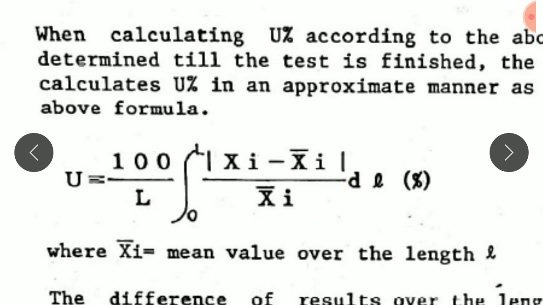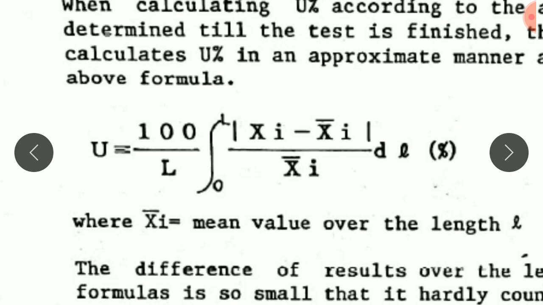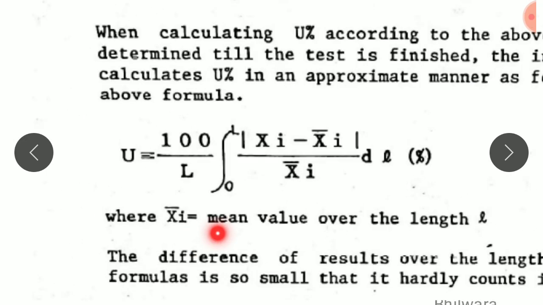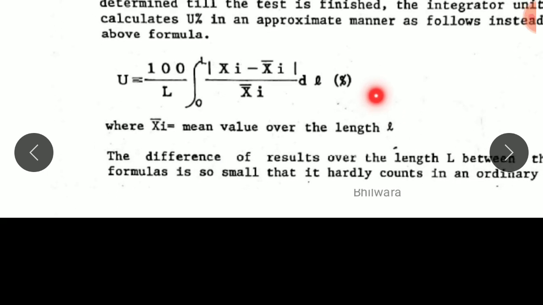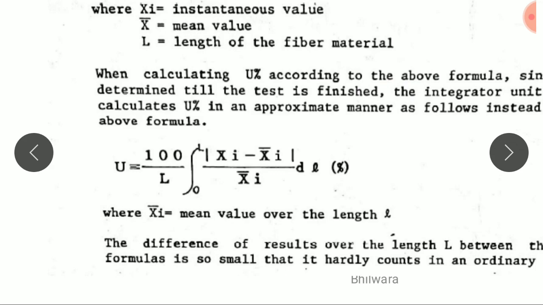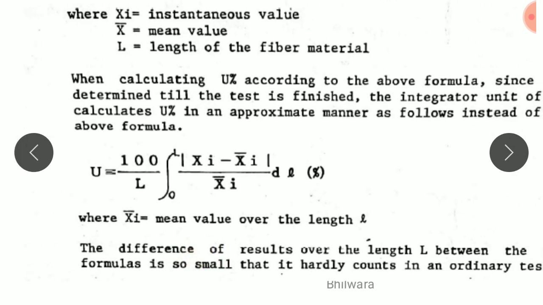So in this way, instead of calculating the PMD, meaning theoretically the percentage mean deviation, where deviations are to be taken from the final mean, the instrument computes the values of U percent from the instantaneous value of the mean. Thus, there will be a little difference in the results over the length. However, this will not be significant practically.